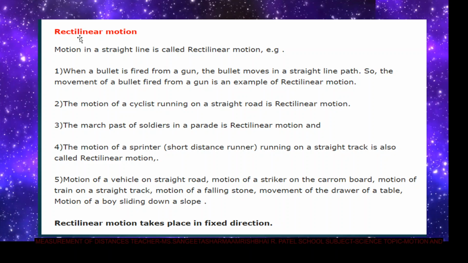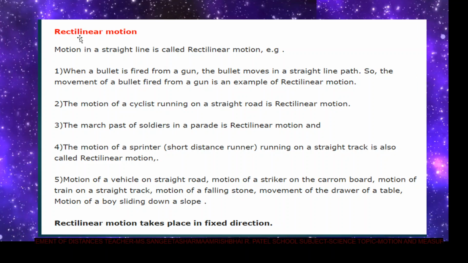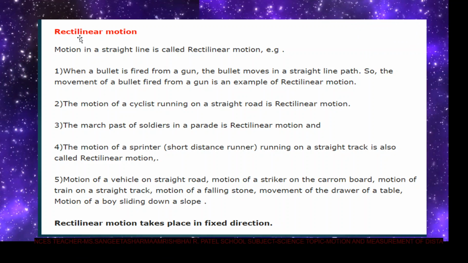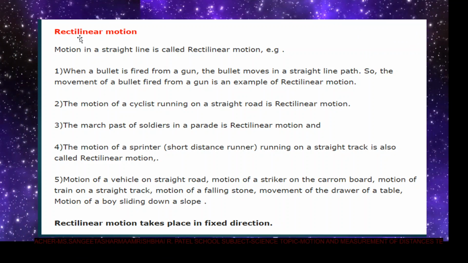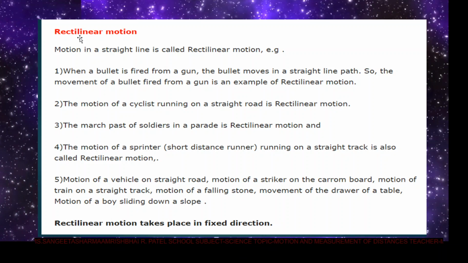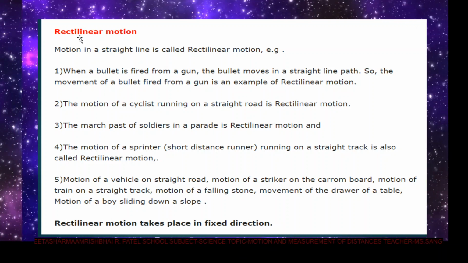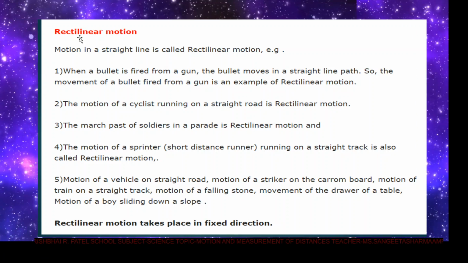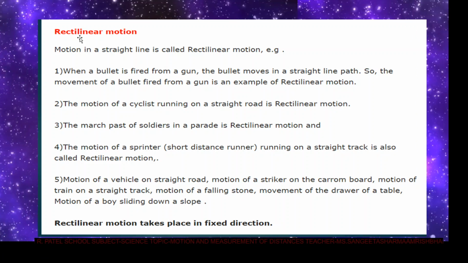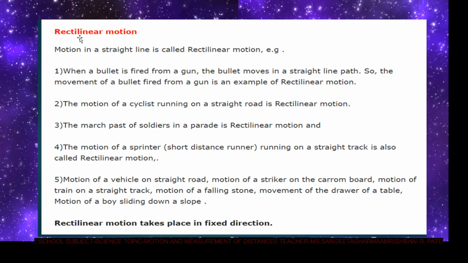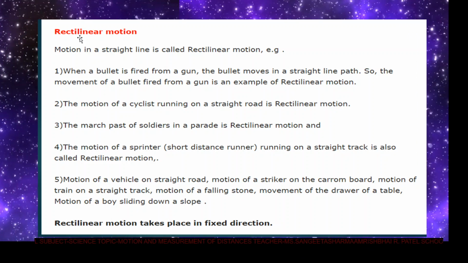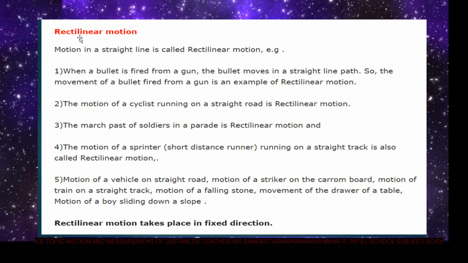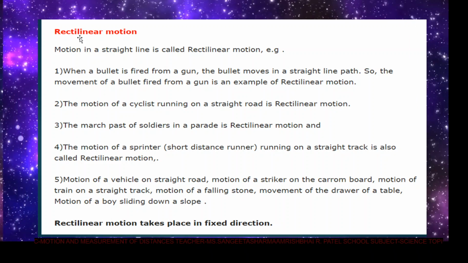Correct. Now tell me, the motion of a cyclist running on a straight line is called, correct, rectilinear motion. Again, we have the example of rectilinear motion, that is the march past of soldiers in a parade. The motion of a sprinter, means the short distance runner, when this person is running on a straight track, that motion is called rectilinear motion.